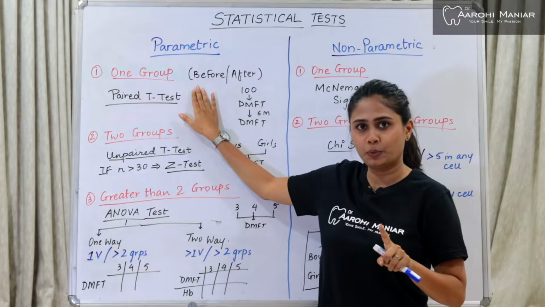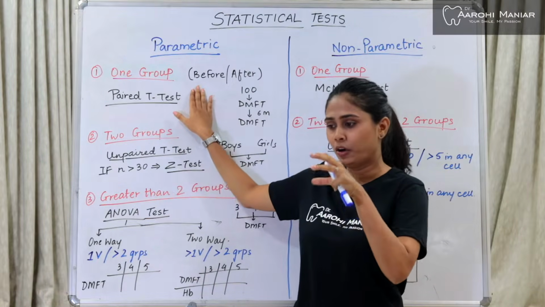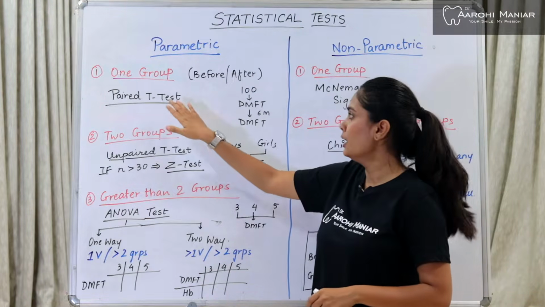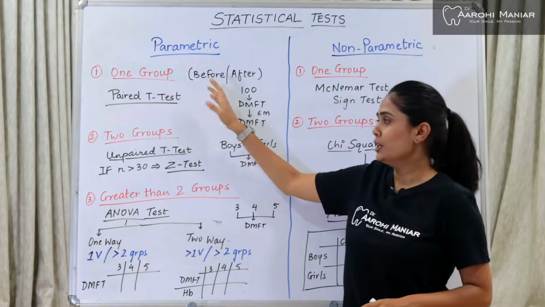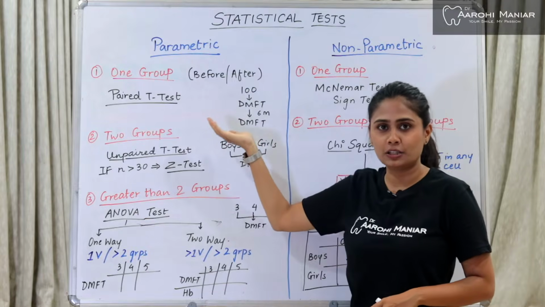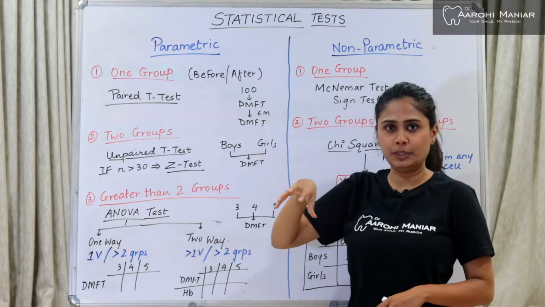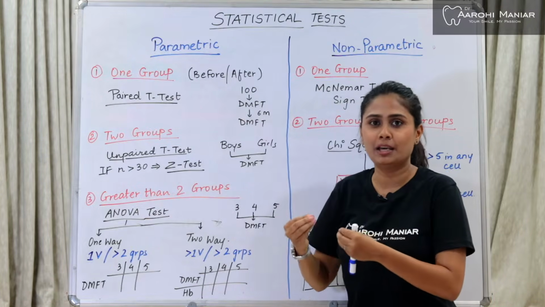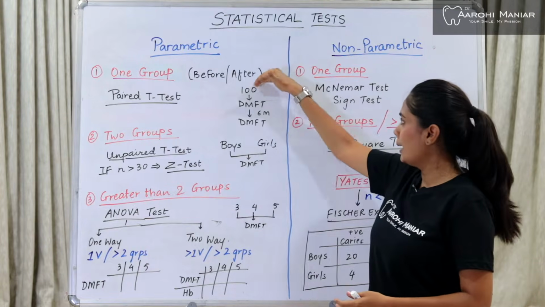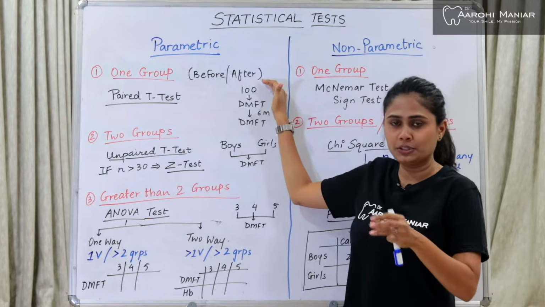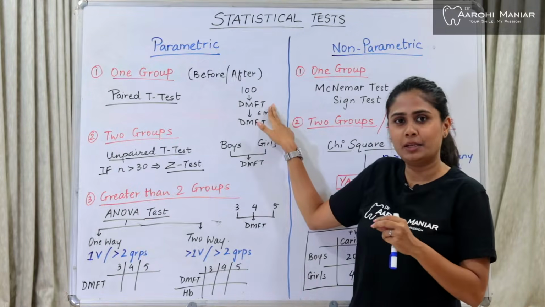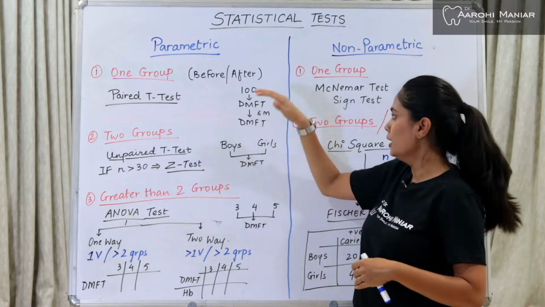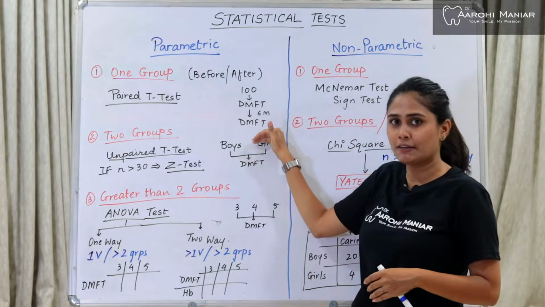When we have one group of people onto which we have to perform our test, we perform our paired t-test. So how to remember this? Whenever we have a before-after kind of situation, I have a group of people on which I have to perform my DMFT index. Let's say I have 100 people, so that is one group. In 100 people I have to perform my DMFT test before and after. So this is before 6 months, this is after 6 months.